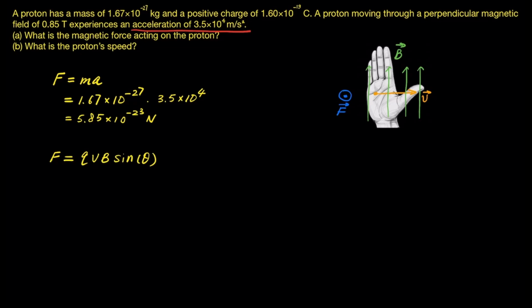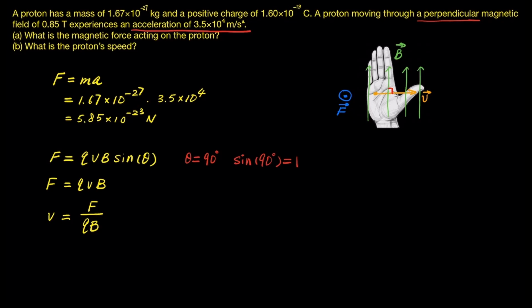This problem specifies that the field is perpendicular to the velocity, so the angle theta is 90 degrees. Sine 90 degrees is exactly 1. Then this equation simplifies nicely to F equals QVB. We can just rearrange this formula to solve for V, which gives us V equals F divided by Q and B.